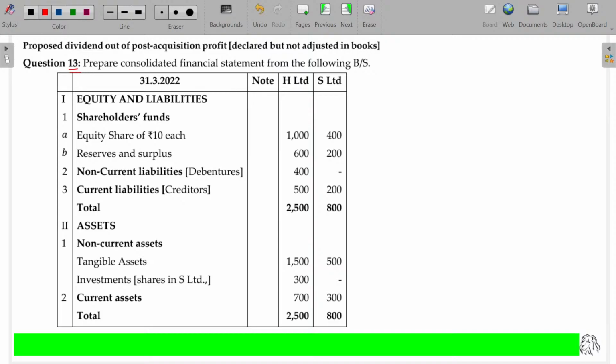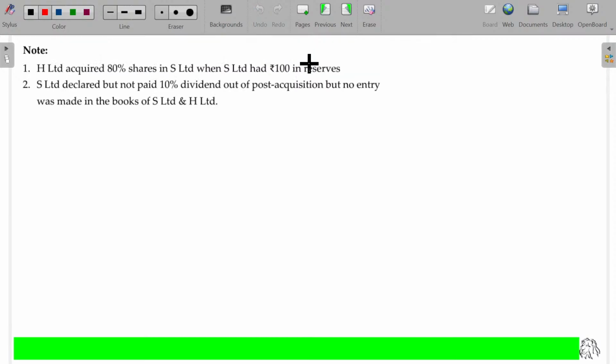Question number 13. In case of proposed dividend out of post-acquisition profit, declared but not adjusted in the books, then how can we treat this post-acquisition profit? H Limited acquired 80 shares in S Limited when S Limited had 100 rupees in reserves.